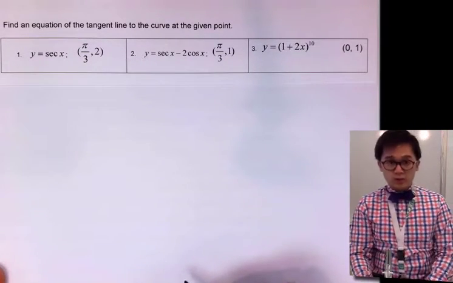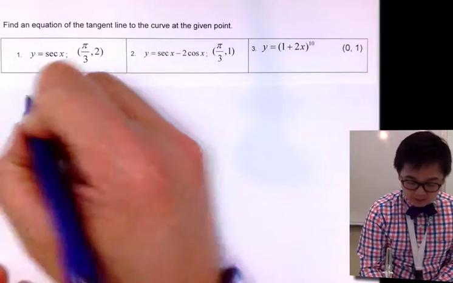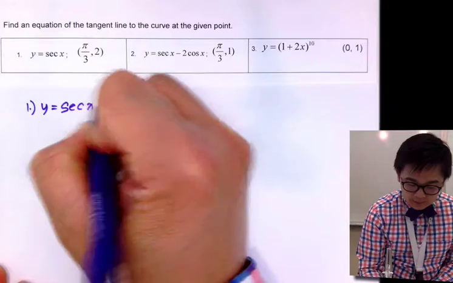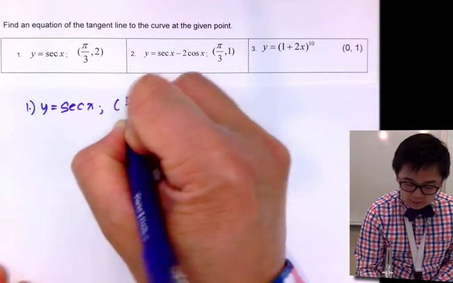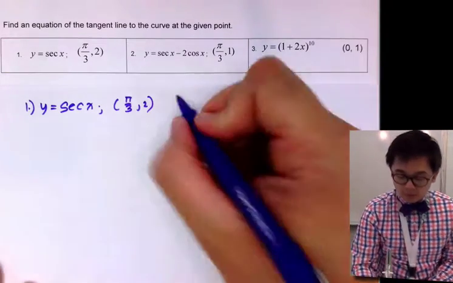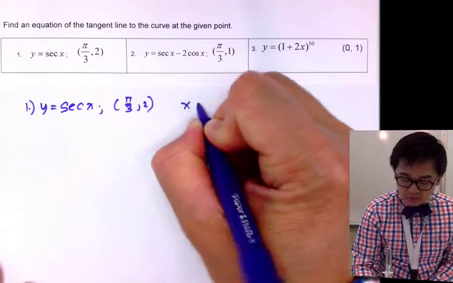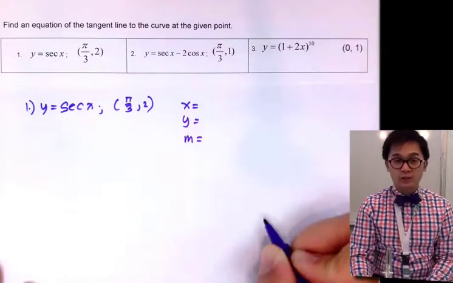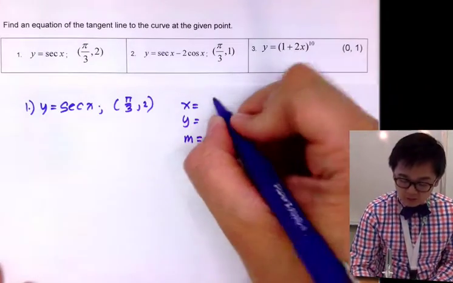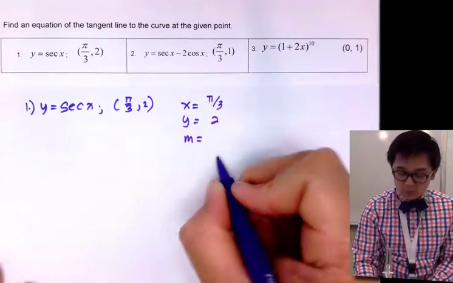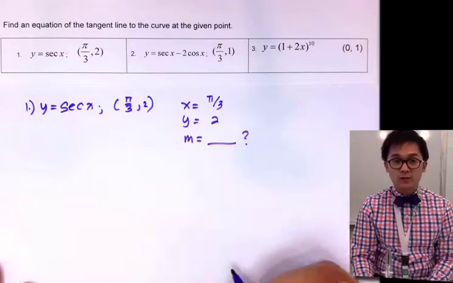Problem number 1 is a trig function, y equals secant x, at the point pi over 3 and 2, and we need to find the tangent line. So we know to find the tangent line we need the value of x, the value of y, and the value of the slope. The values of x and y are given. We have pi over 3 and 2. We just need to find the value of the slope.